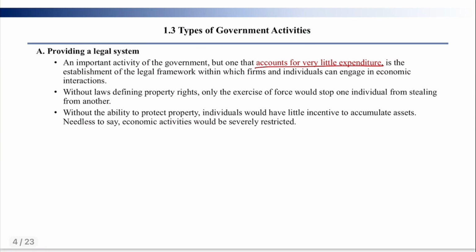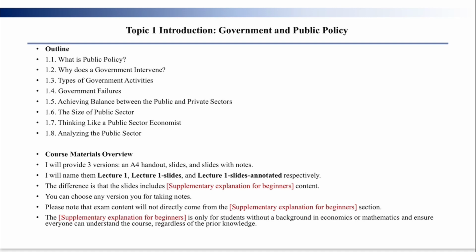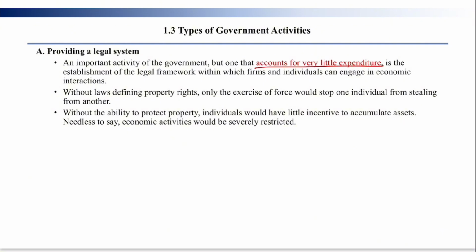Let's turn to the next part, the types of government activities. We have 5 types of government activities. The first one is providing a legal system. It said that providing a legal system accounts for very little expenditure, because it's just like a piece of paper, right? The government provides a legal system. It's just like issuing a piece of regulatory documents, but it doesn't actually carry out any tangible actions like building a classroom or constructing a road are tangible things, but here the government is just providing a legal system, so it accounts for very little expenditure.